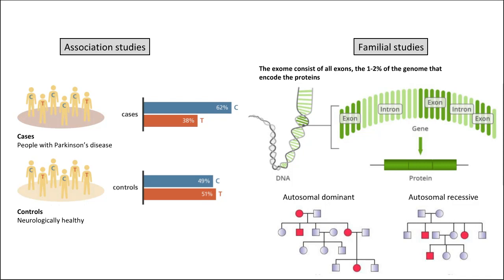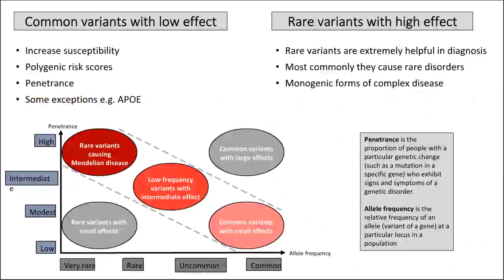So the exome consists of all the exons in your genome. Only about 1 to 2% of your genome actually encodes for proteins, actually has, as far as we know, a function. And exome sequencing is to sequence those parts of your genome that actually translate into a protein, and then finding certain variants of that protein that cause disease.